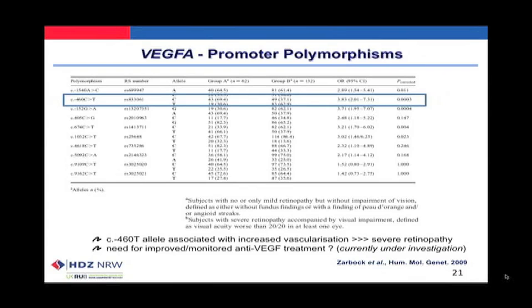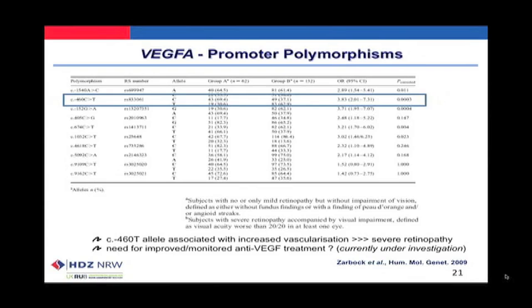We investigated several polymorphisms in the VEGF-A gene, which is the gene coding for VEGF, the protein which affects this angiogenesis, and we detected that 5 VEGF-A sequence variants show a significant association with severe retinopathy in PXE. There was almost one allele, the -460 T allele, which was associated with increased vascularization and is therefore proposed to lead to severe retinopathy.